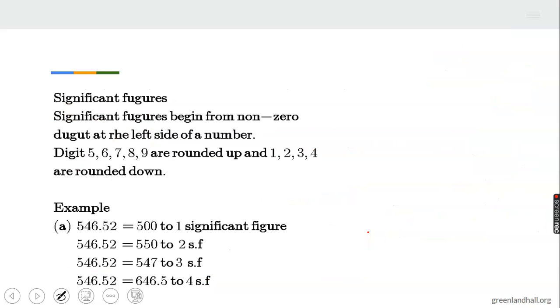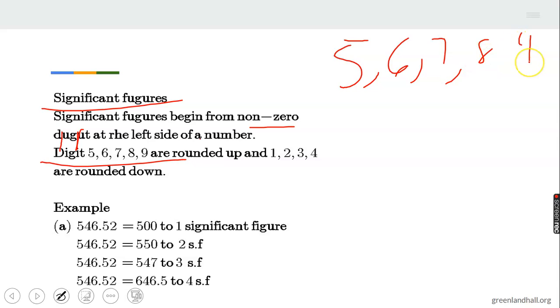Now, significant figures. Significant figure begins from the non-zero digit at the left side of a number. Now, recall, we know numbers from 5, 6, 7, 8, 9 are rounded up. That is, you turn them to 1 and add it to the number before them. And if they are 1 to 4, they are rounded down. That means they are changed to 0.